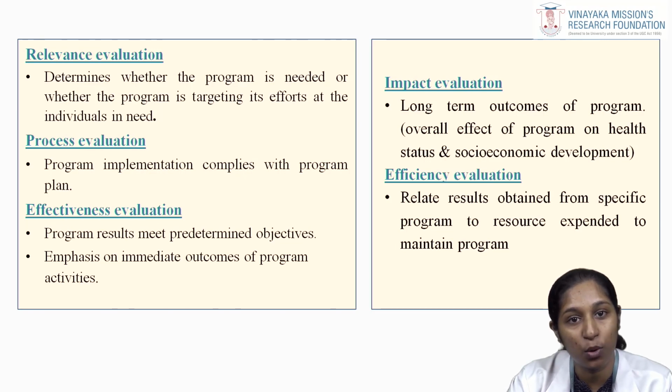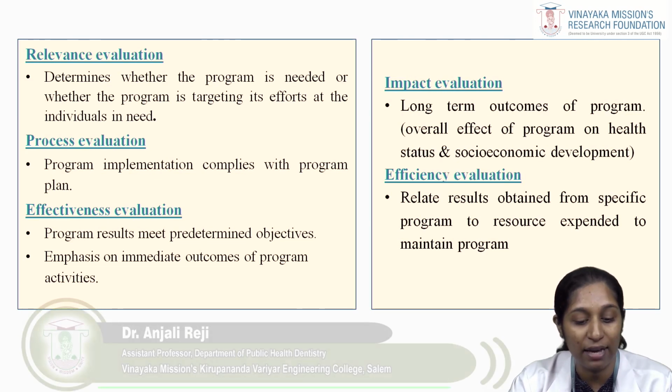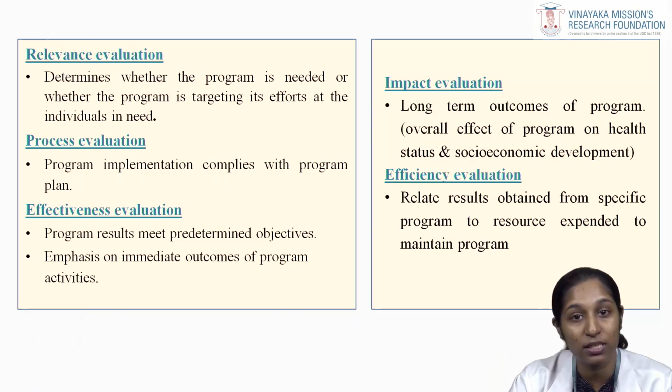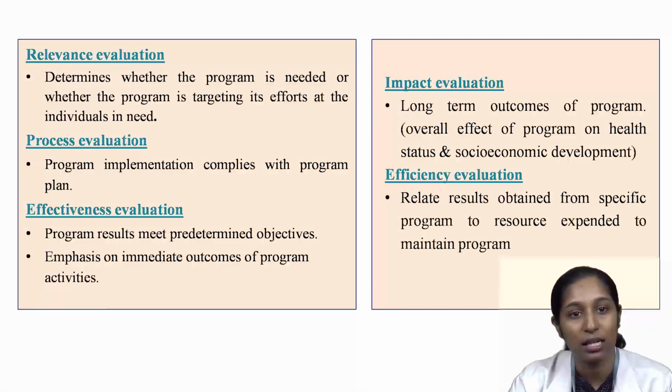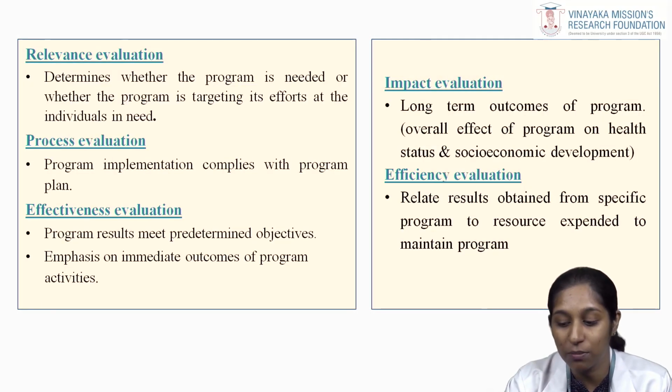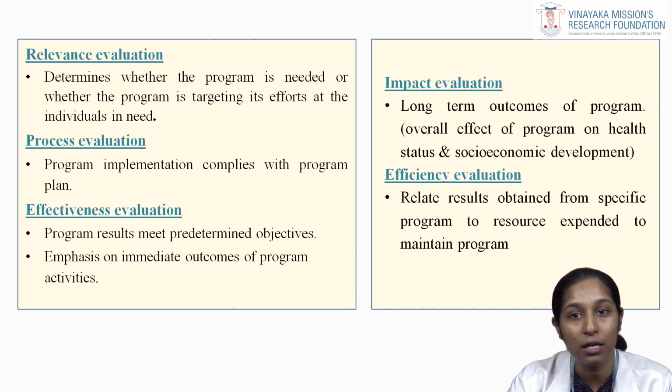The other types of evaluation, first is process evaluation. It is the assessment of whether a program is being provided consistent with the planner's original intentions. Then we have the relevance evaluation. As the name itself indicates, it refers to determining whether the program is needed or whether the program is targeting its efforts at the individuals in need. It refers to whether program results meet predetermined objectives. The emphasis is on immediate outcomes of the program activities. We have impact evaluation. It refers to the long-term outcomes of the program, and efficiency evaluation, it relates results obtained from a specific program to resources expended to maintain the program.